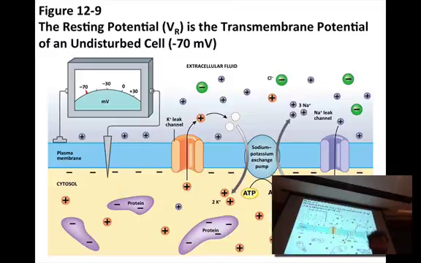So V sub R, the resting VTM, is just the transmembrane potential of an undisturbed cell. This number is negative 70 millivolts. A millivolt is 1/1000th of a volt. Has anyone stuck their tongue in a 9-volt battery before? Imagine that shock divided by 9,000. Not amazingly strong, but easily measurable.